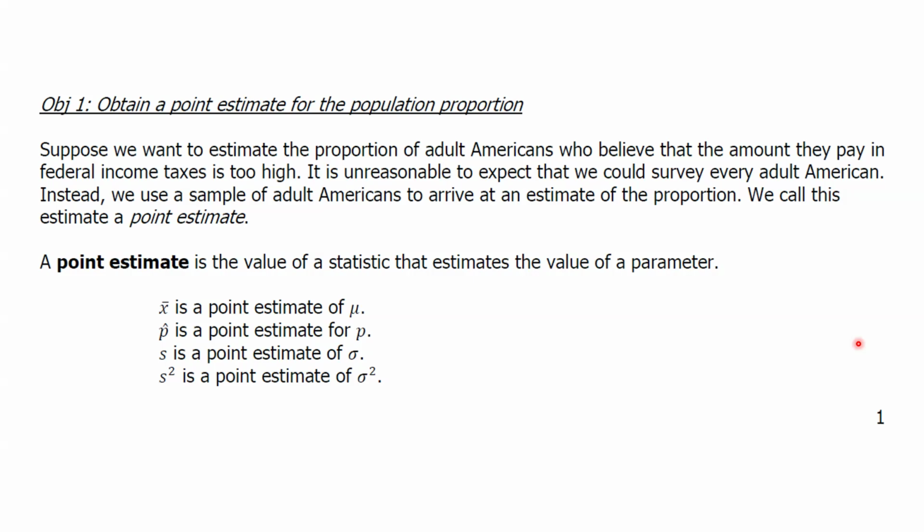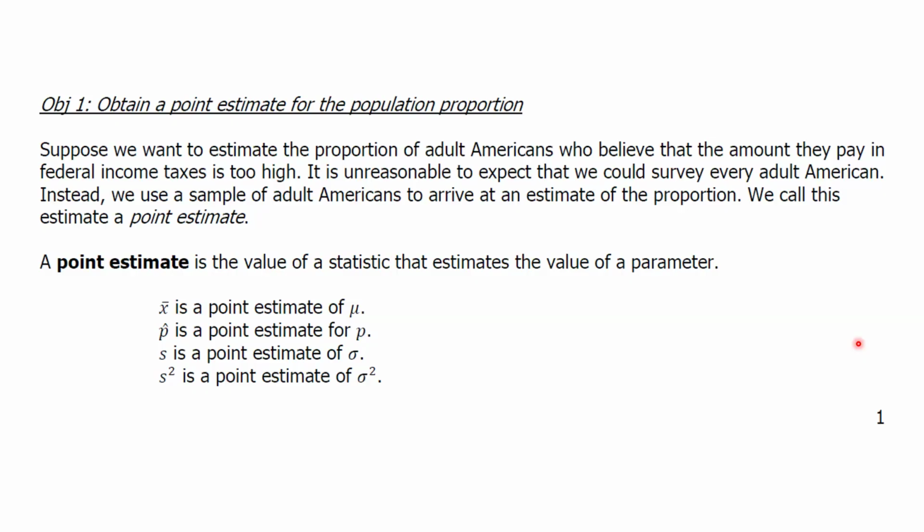Objective 1. Obtain a point estimate for the population proportion. So, what is a point estimate? We got to start there. So, suppose we want to estimate the proportion of adult Americans who believe that the amount they pay in federal income taxes is too high.